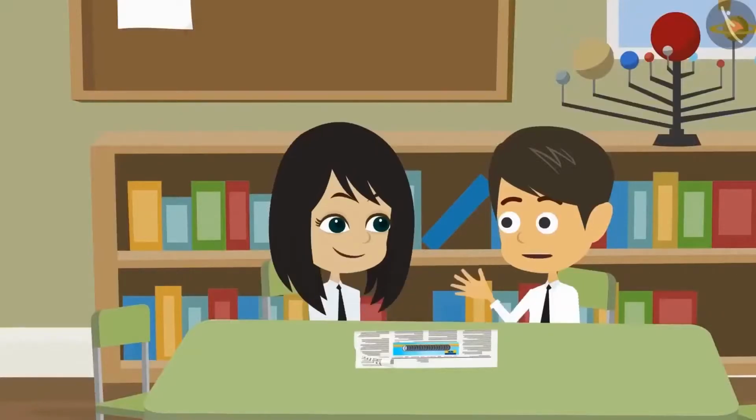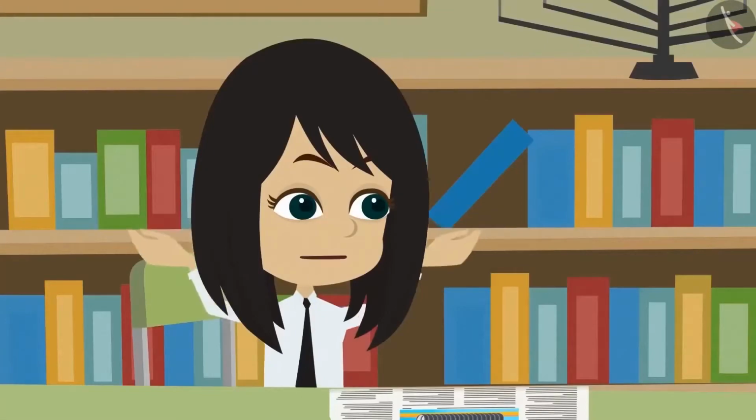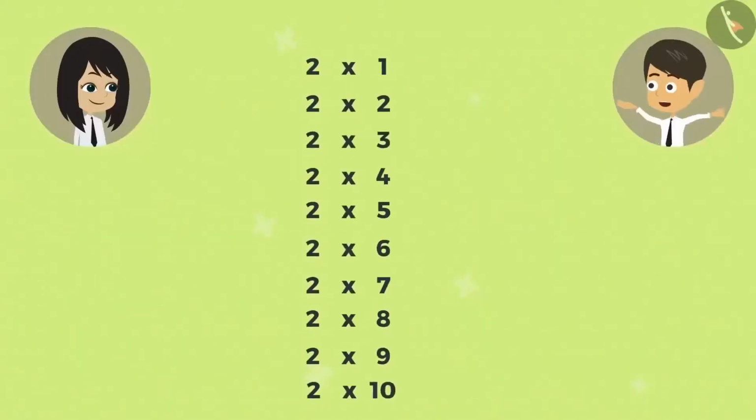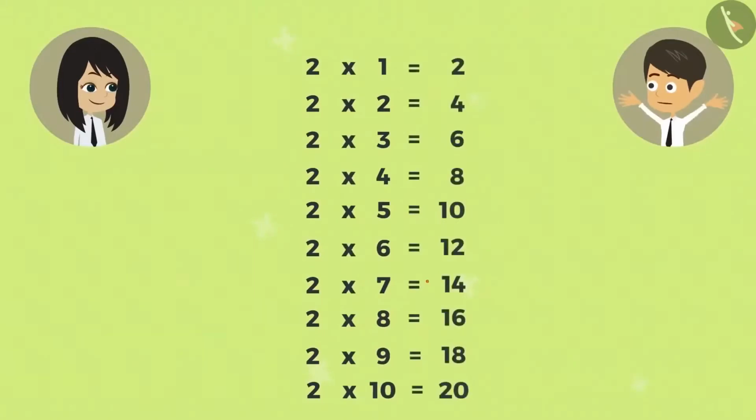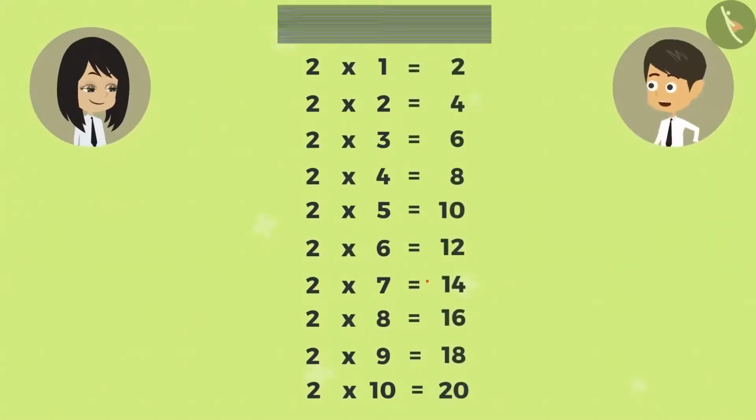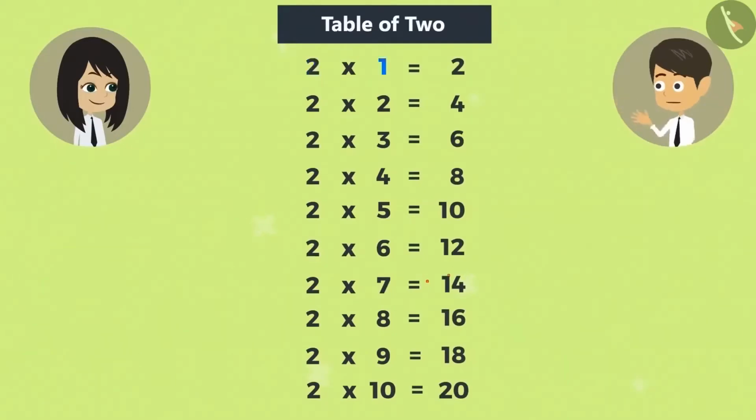Remember what? The multiplication table of 2. What is a multiplication table? The list obtained when multiplying a number with 1 to 10 is called the multiplication table of that number. Like the multiplication table of 2 is 2 ones are 2, 2 twos are 4, 2 threes are 6, 2 fours are 8, 2 fives are 10, 2 sixes are 12, 2 sevens are 14, 2 eights are 16, 2 nines are 18, 2 tens are 20.